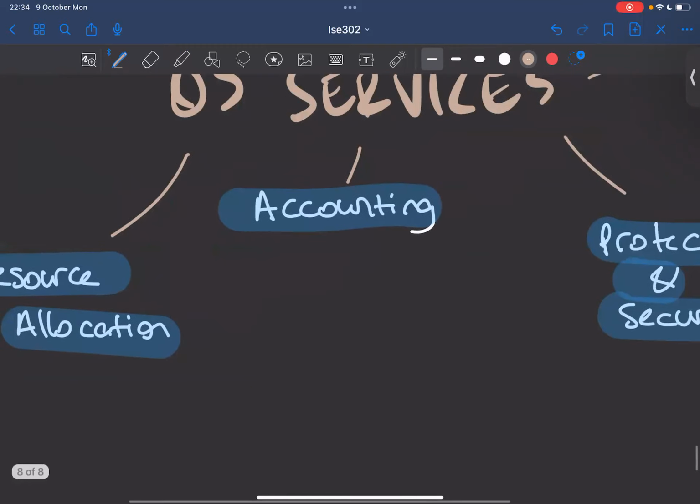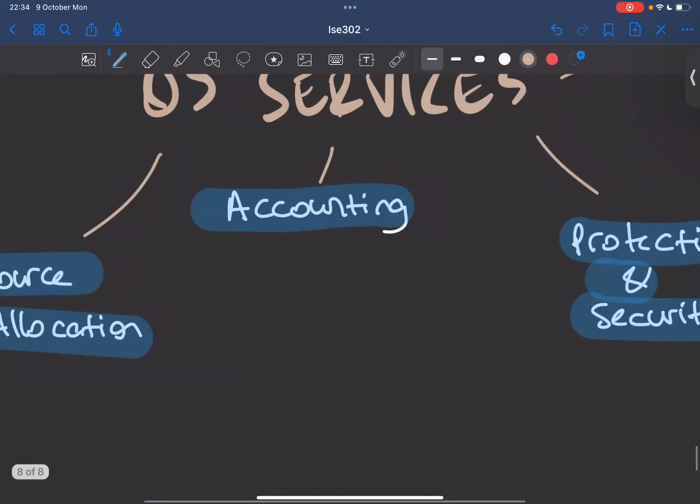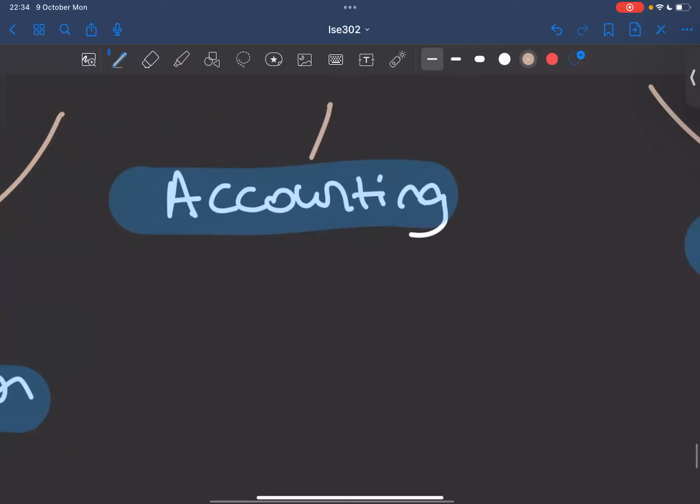And it also needs to keep track. The operating system acts like a librarian, keeping records of which users use how much and what kind of computer resources. This helps us in accounting and understanding how the computer resources are being used.